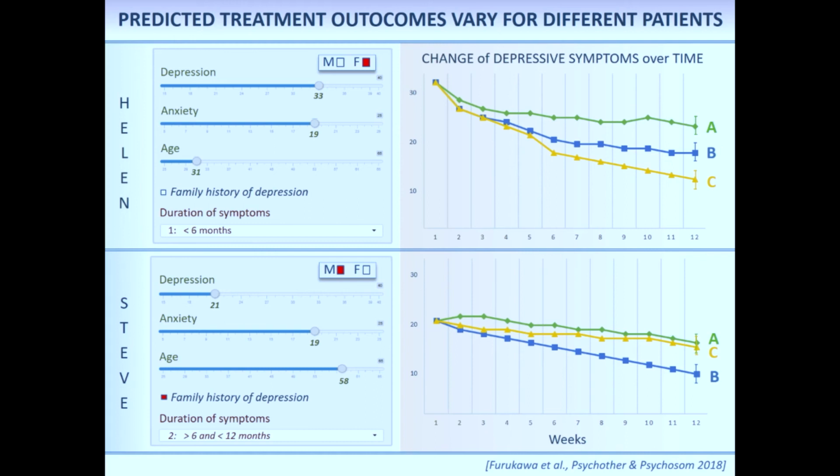And with these prediction models, I can tell Helen, look, you will experience a tiny improvement over the first 3-4 weeks, but then it will be a real improvement. So you can help also the patient in the journey across the recovery from the symptoms. But if you look at Steve, of course these are fictional names, but this is a real male with less depressive symptoms, same anxiety, slightly older, with family history of depression, a longer duration of symptoms. The trajectory is completely different, and B is the treatment of choice.